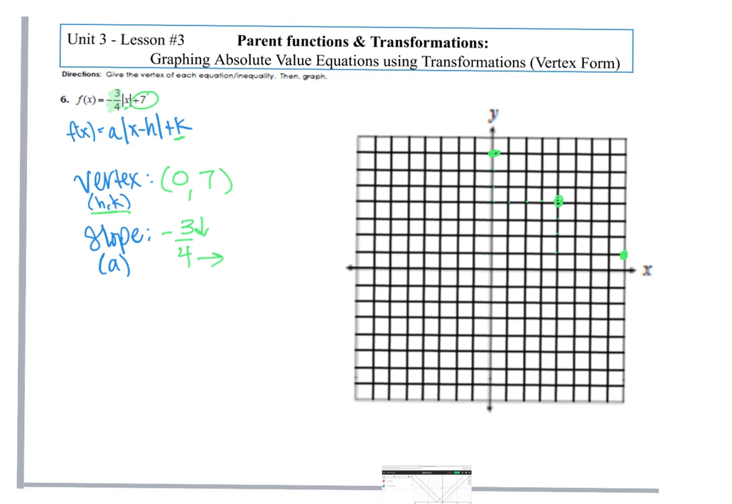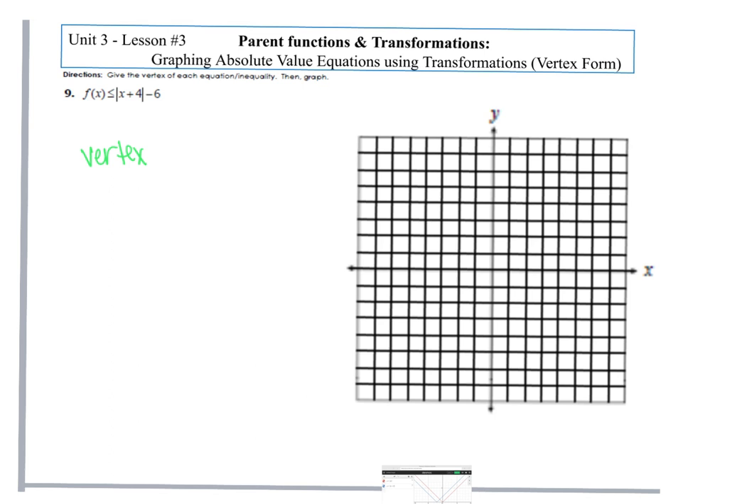Down 1, 2, 3, to the right 4. We will mirror that on the other side by going down 3, left 1, 2, 3, 4, and down 3, left 4. Can you tell that this V, because not only was it going down because of the negative sign out in front, but 3/4 is a fraction less than 1, it actually kind of compressed it a little bit. Our V is wider, a little bit fatter than normal. So that's what our fraction did there.